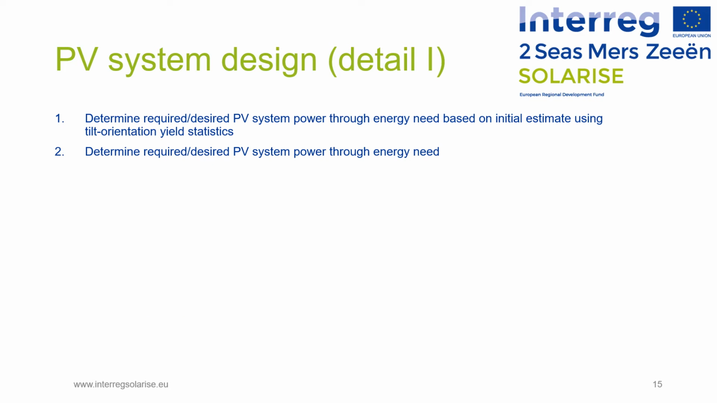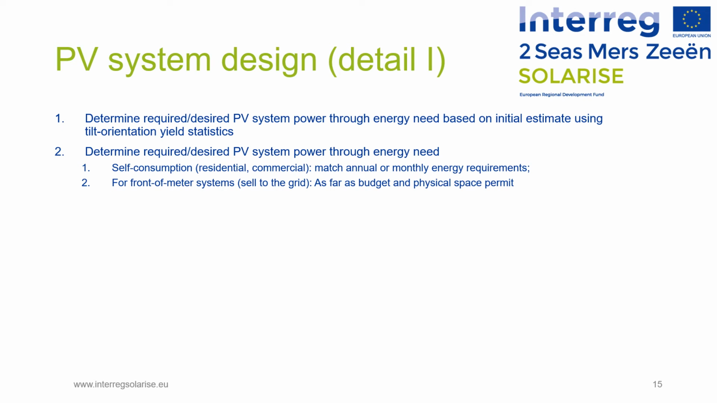Once you have that, you determine the required PV system power through the energy need, where you look at the self-consumption, if it's a residential or commercial system, where you look to match the annual or monthly energy requirements. For front of meter systems, where you just sell all of the power to the grid, the design is as far as the budget and physical space permit, of course, balanced by the financial metrics.